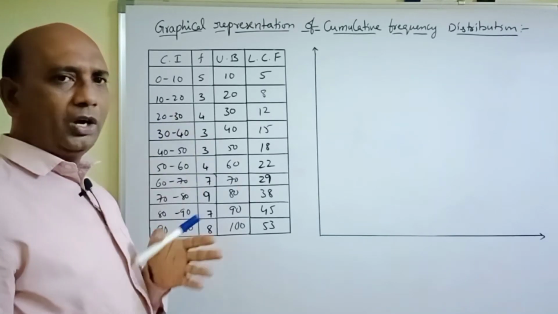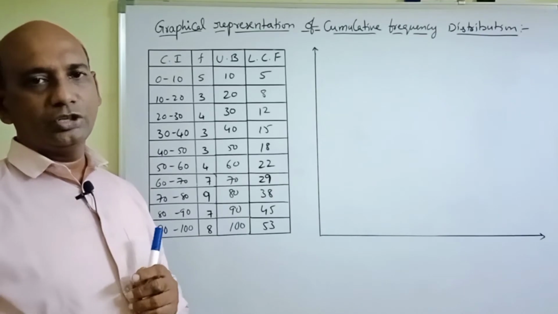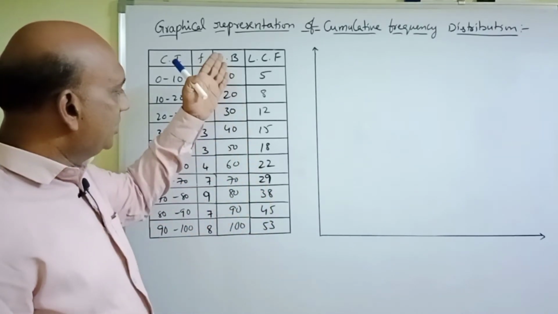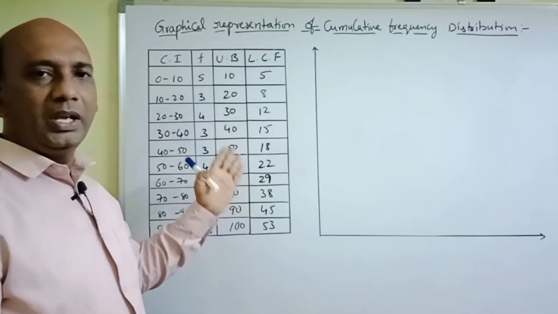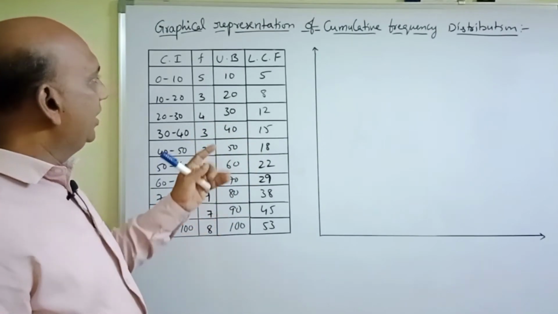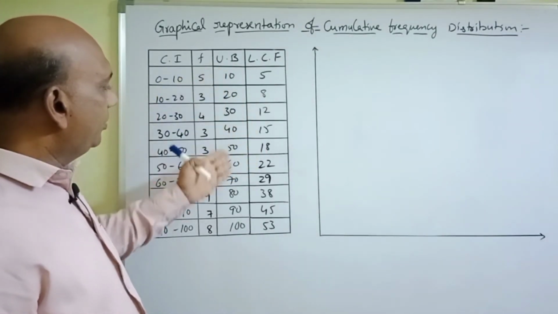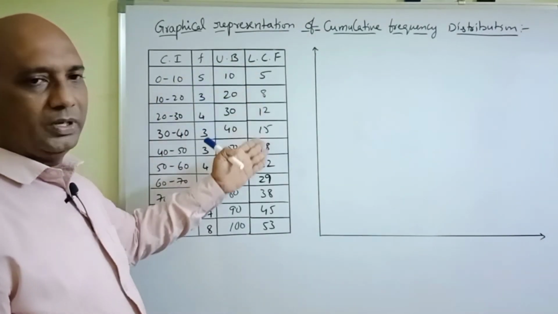Now, this is the less than cumulative frequency distribution. If we want to prepare the greater than cumulative frequency distribution, we need lower boundaries. The two columns are lower boundaries and greater than cumulative frequencies.